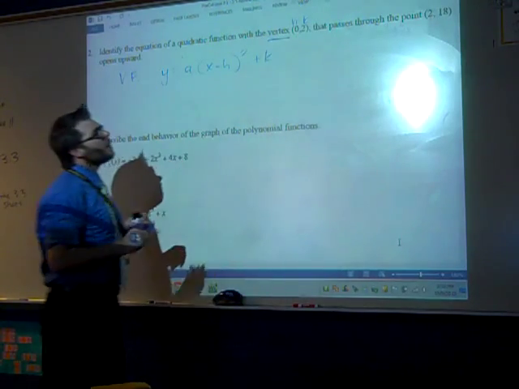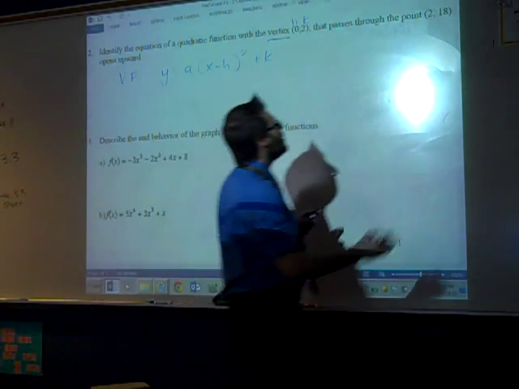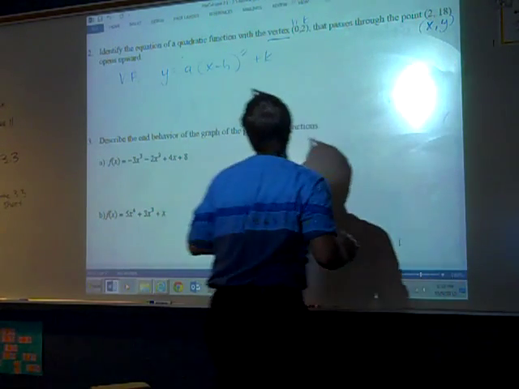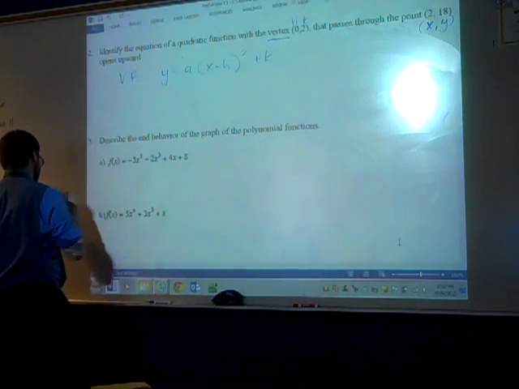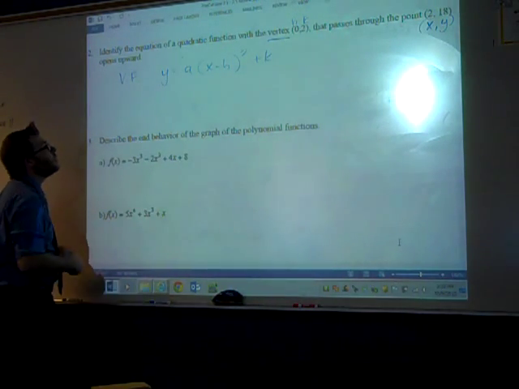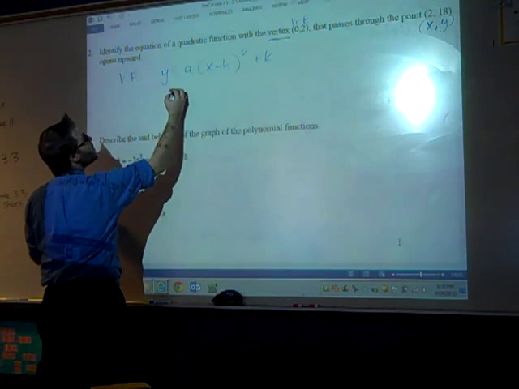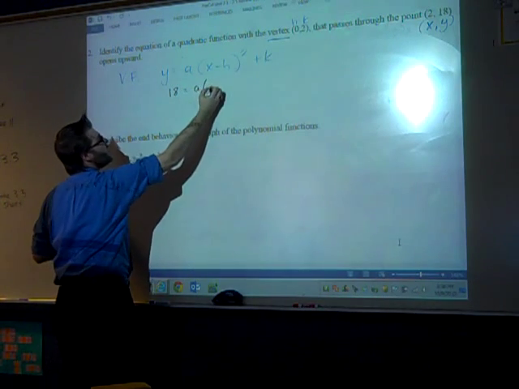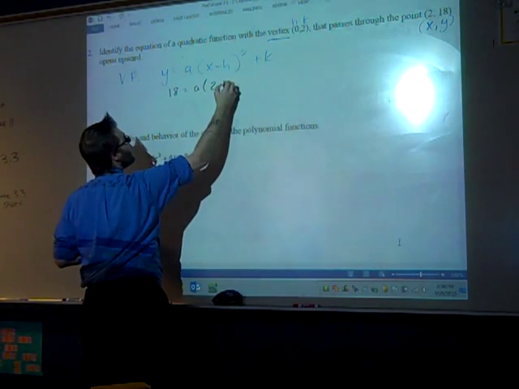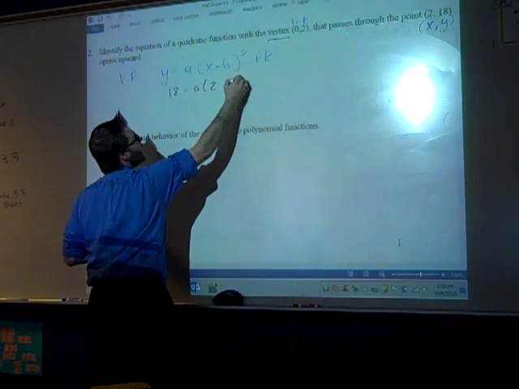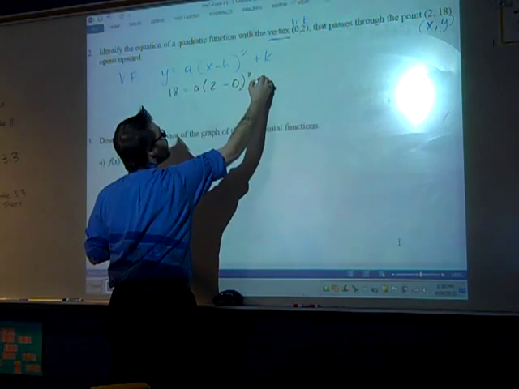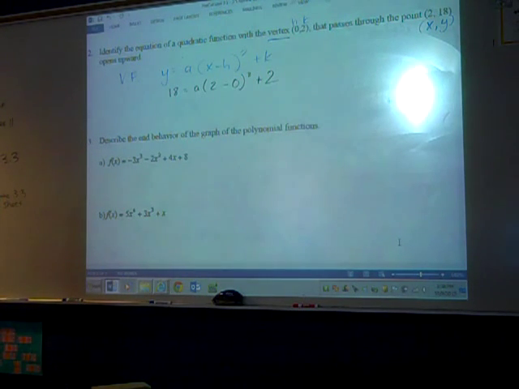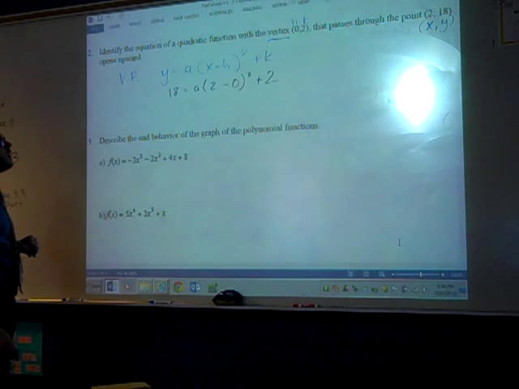H and k. It passes through the point (2, 18). A point has coordinates as x and y. There you go. So we're going to go ahead and plug into this function, this vertex form. We would say y equals, so instead of y, we're going to say 18 equals a(x was 2 minus h was 0) squared plus k was 2. Okay, take a second to absorb that. We just substituted in h, k, x, and y into our function.